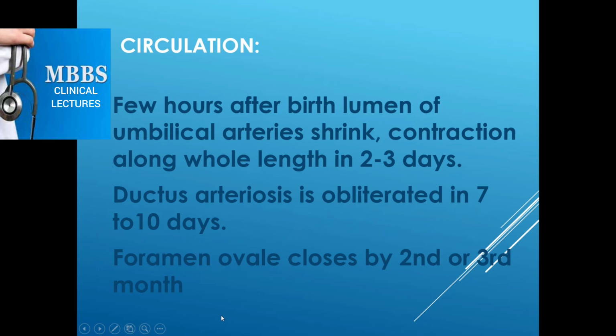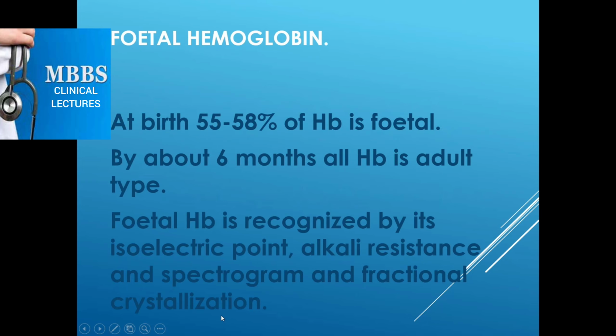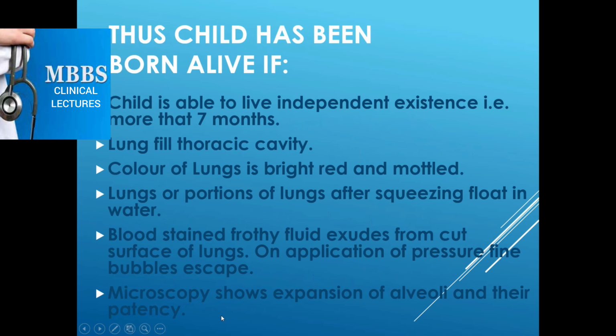The circulation: a few hours after birth, the lumen of the umbilical arteries shrinks, with contraction along the whole length in the next 2 to 3 days. The ductus arteriosus is obliterated in 7 to 10 days, and the foramen ovale closes by the second or third month. Fetal hemoglobin: at the time of birth, 55 to 58% of hemoglobin is fetal, which is replaced completely by adult hemoglobin by the age of 6 months of life.